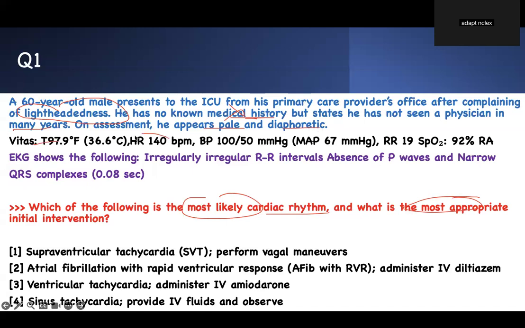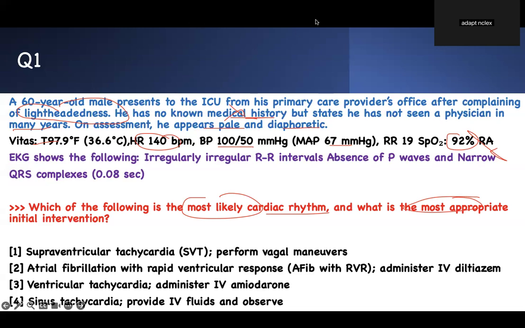His temperature is okay. His heart rate is too high, 140. The blood pressure is still stable with a MAP of 67, greater than 60. Respiratory rate and SAT are okay, but the SAT is going down, right? It's 92 on room air. Even though it's normal, normal people should not be walking around with a SAT of 92. What does the EKG show? That's the key. What does the EKG show? Irregular RR interval and the absence of what? P wave and narrow QRS complex.